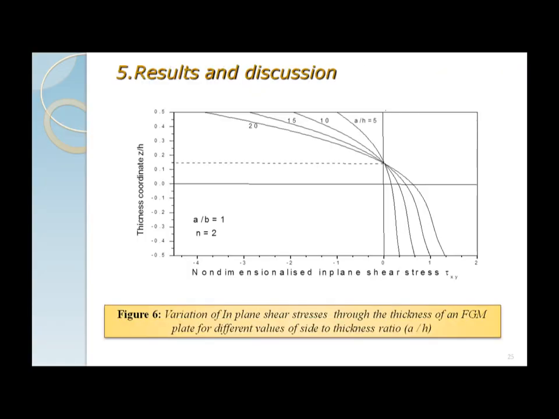Figure 6 shows the variation of in-plane shear stress through the thickness of an FGM plate for different values of the thickness ratio a/h. It is noted that the maximum value of the shear stress tau xy in the plane occurs on the top and the bottom surface of the plate.